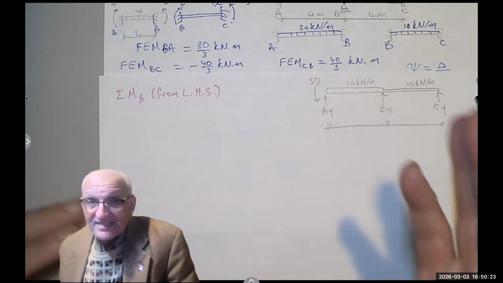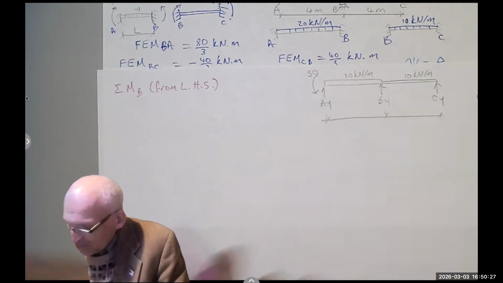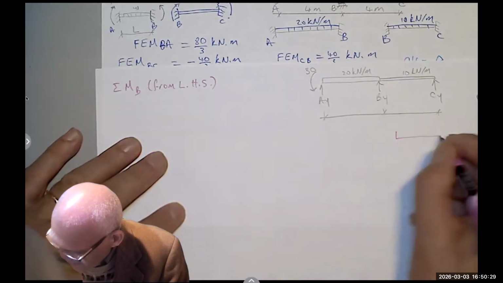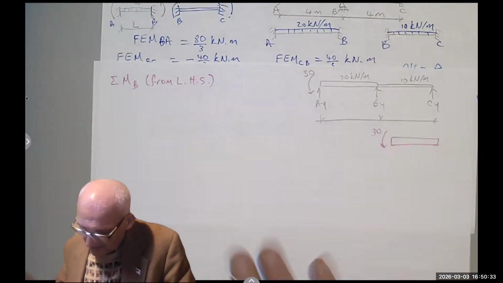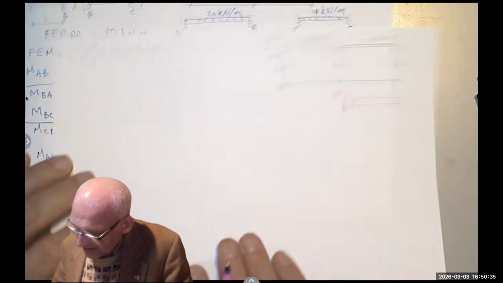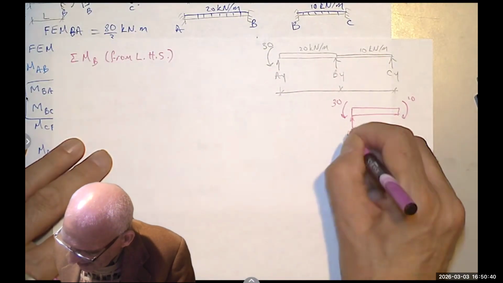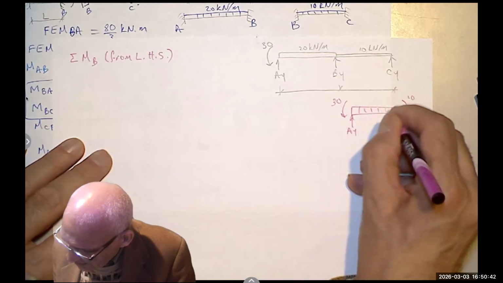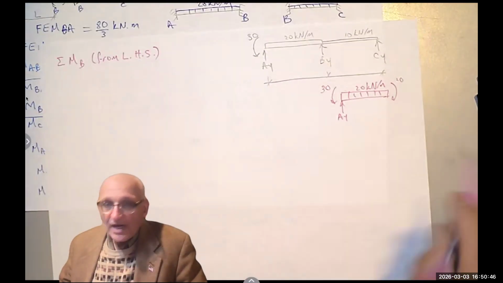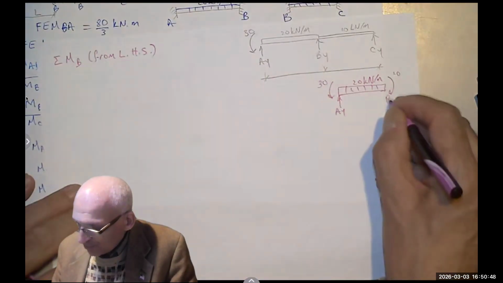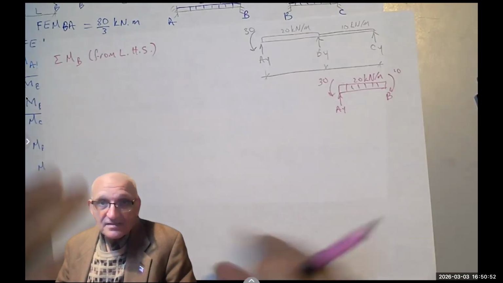So what we say, which is completely legal, is to say, no, I'm going to take the moment only of this piece. I have a 30 here, and I have a positive 20, so it's going clockwise here. I have AY, and I have the distributed load. So I can find AY by taking the moment about point B. Do you see that? Hopefully, yes, right?